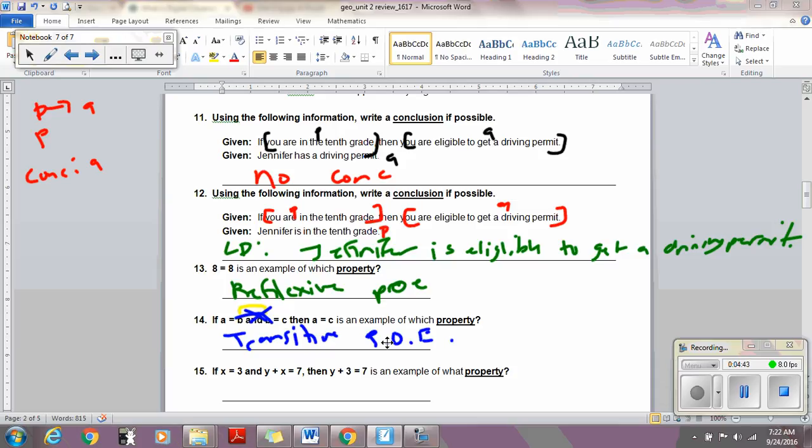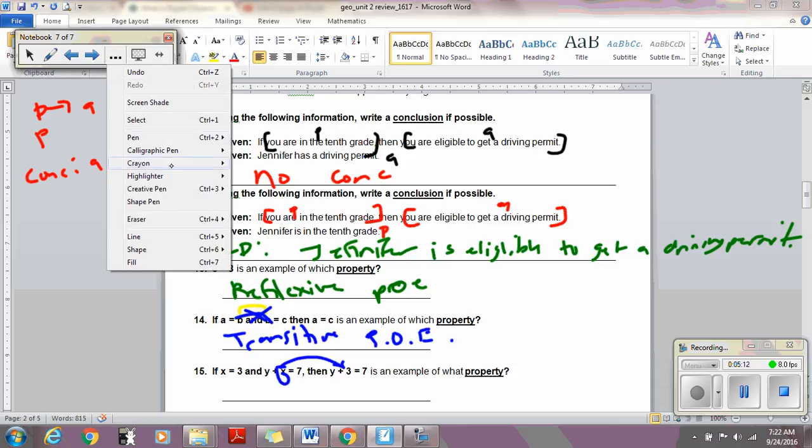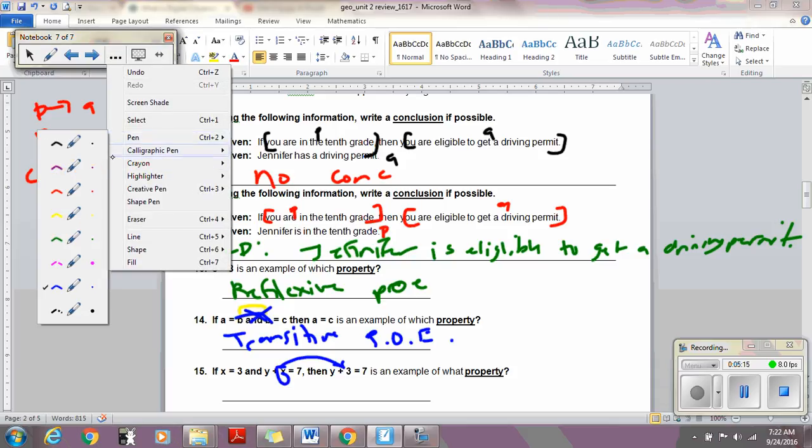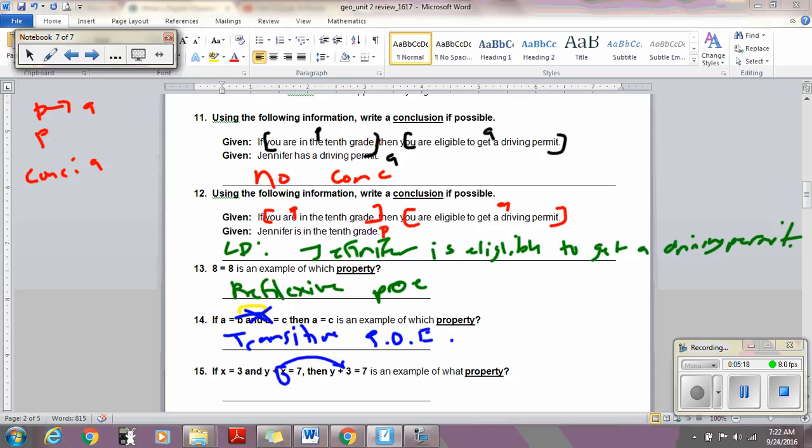Number 15, if x equals 3 and y plus x is 7, then y plus 3 is 7. When you compare those last two equations, you should realize that x was replaced with 3. So since x is being replaced in this example, then you are using substitution, because substitution is when you replace one piece of information with another piece of information. So substitution.